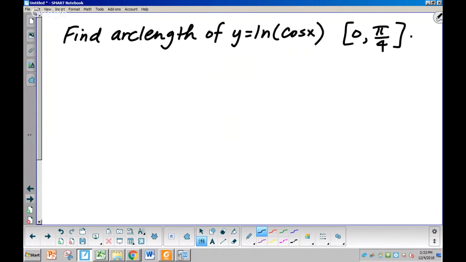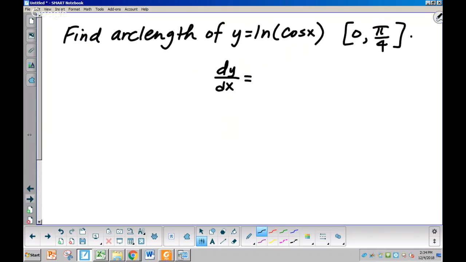So what do I need? I need dy/dx. And let me ask you this. We need to know, if we're taking the derivative, if it's continuous. Is natural log of cosine x continuous between 0 and pi over 4? Yes. Cosine of 0 is 1, and then it's continuous, and it goes to root 2 over 2. So is it going to hit any negative numbers? No. So we're okay.